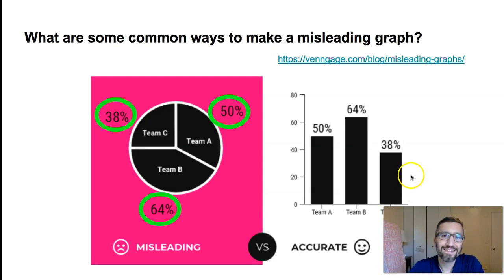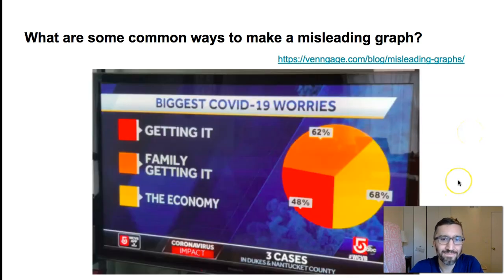And you might be skeptical, like, would this really happen? Well, yeah, it can happen. The biggest COVID-19 worries. This pie chart, 62 plus 48 plus 68, that's more than 100%. So this error is just picking the wrong type of graph to display the data that you're trying to display.